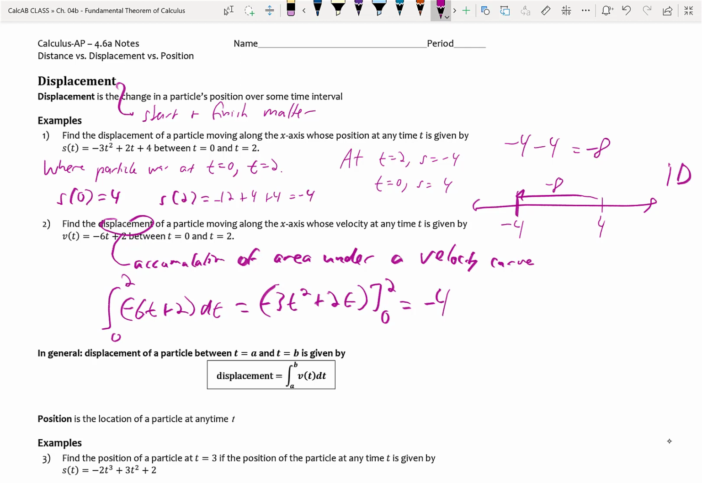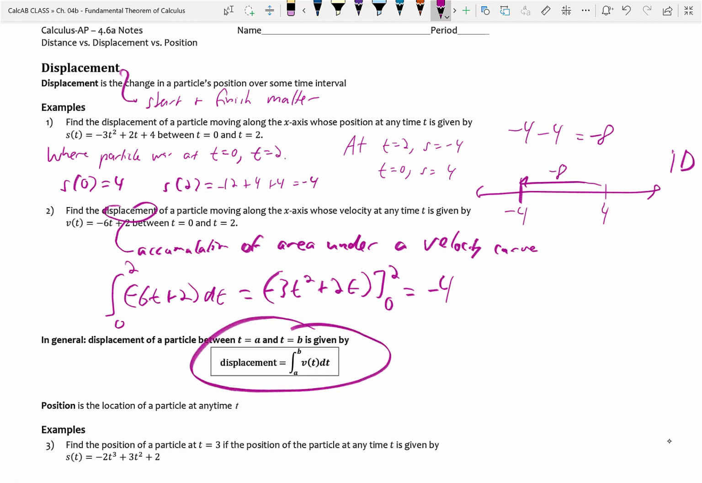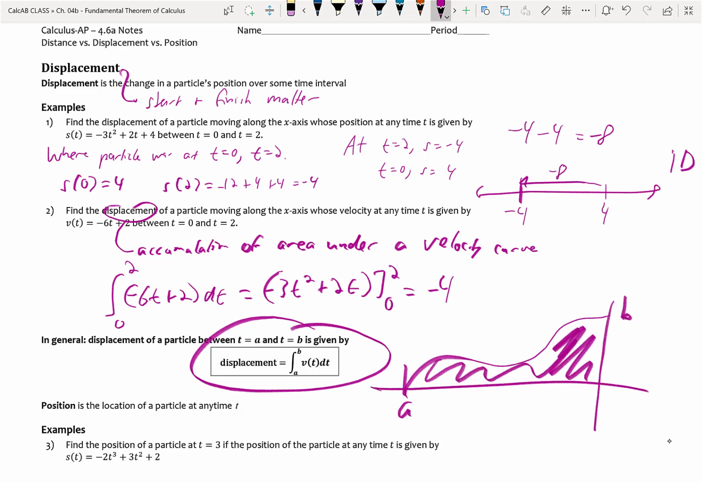Do you see how that equation was related to the one right above it? It's actually the derivative. The v of t was the derivative of the one right above it. And so, in general, the displacement of a particle between t equals a and t equals b is given by the integral of the velocity from a to b. If I have a velocity curve from a to b, and I do an area under the curve, that area under the curve represents the displacement, how far I traveled.